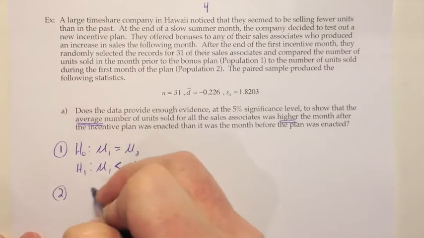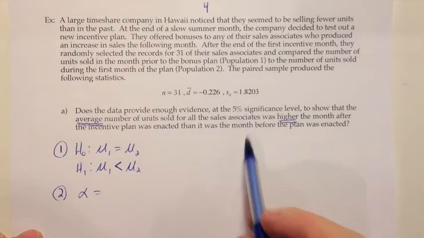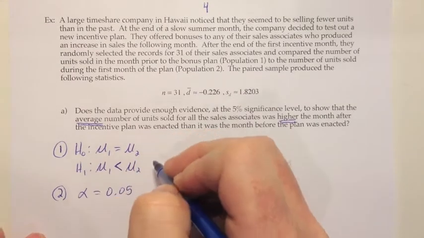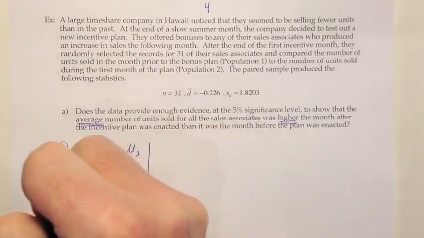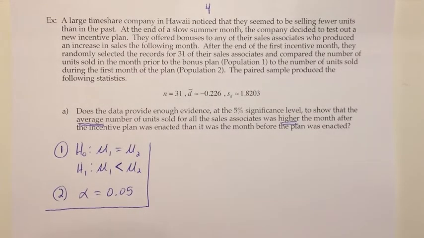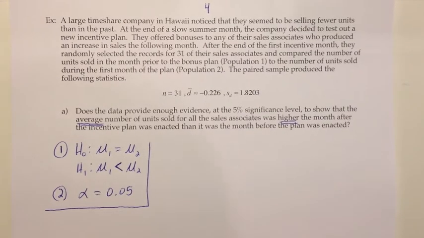And then step two, decide on a significance level. On this problem they tell us to use a 5% significance level, so I'll write that alpha is equal to 0.05, and that would be the setup phase of this test. This is supposed to be done before they even collect data or choose the 31 employees they're going to use as their data set.